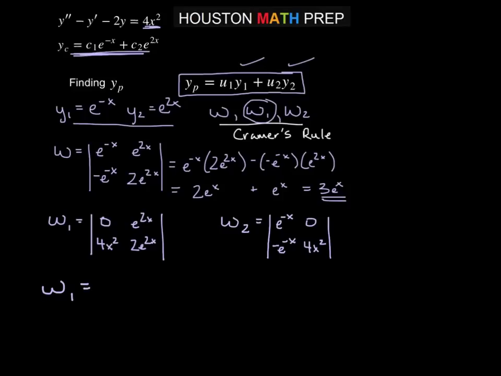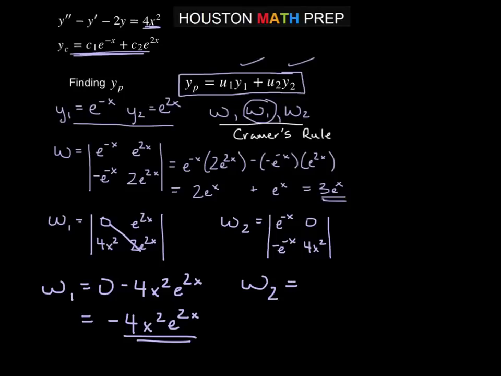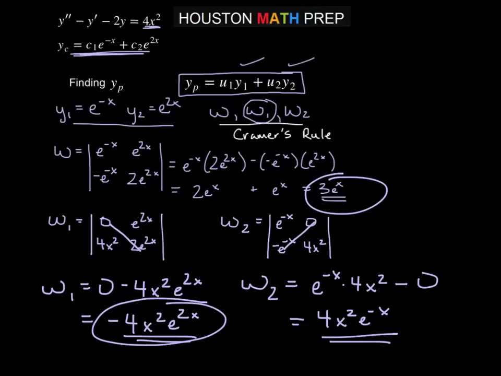So W1 will equal, so this diagonal is going to give us 0. So we'll have 0 minus 4x squared e to the 2x. In other words, just negative 4x squared e to the 2x. And then over here for W2, that's going to equal e to the negative x times 4x squared minus, and then when we do this diagonal we'll get 0. So that will just give us 4x squared e to the minus x. So now we have W, we have W1, and we have W2.